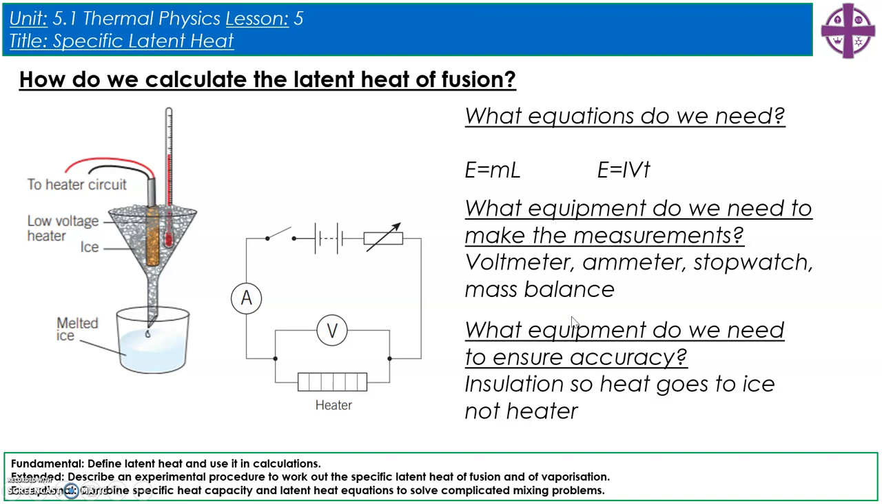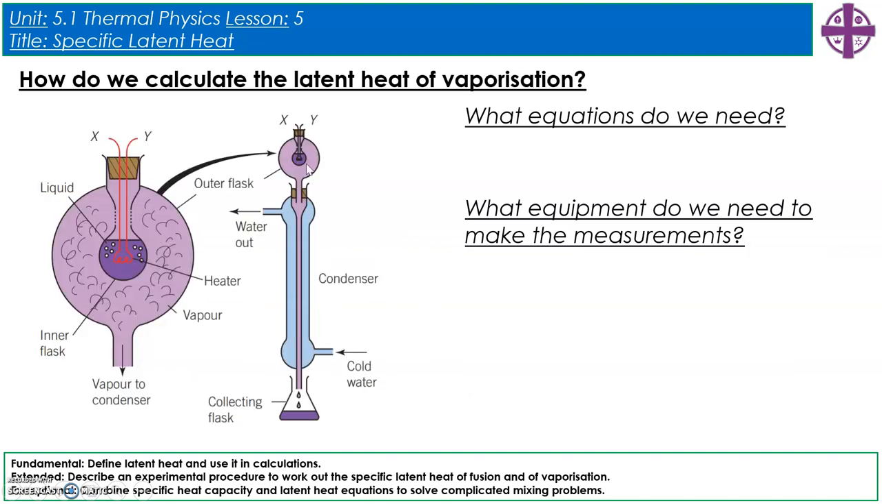The equipment you need to use and what you would do to ensure accuracy are given as follows. Pause it if you need to read it. You'd want to use some insulation to make sure that all of your heat energy went into melting the ice rather than into the atmosphere as well.